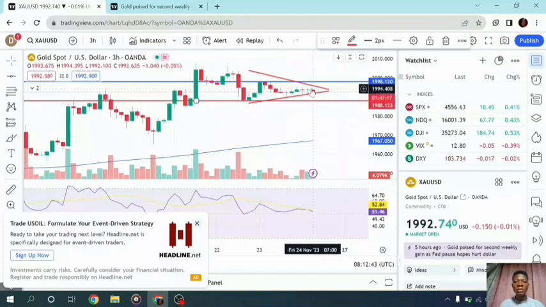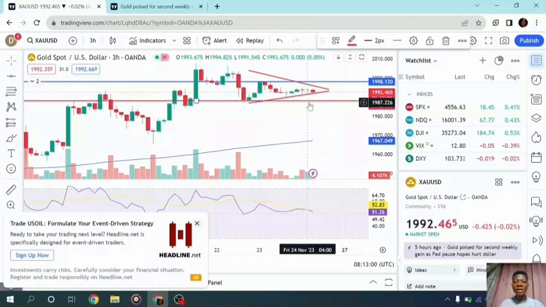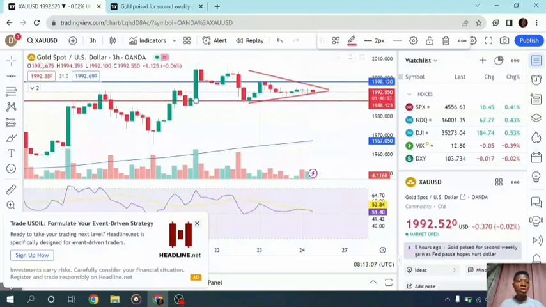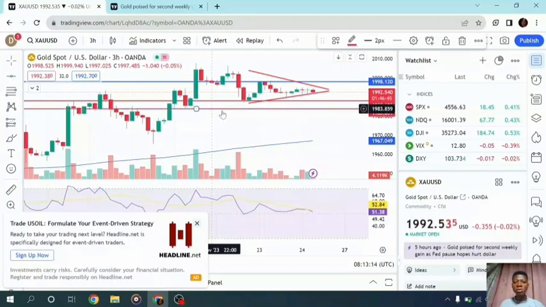So if the market is able to break out from this level, we should look for further downside of around 1988. And if the market is able to break this 1988, we should look for further downside of around 1983, which is the second support level. Let me draw a line to show you, which is this. This is the second support level.